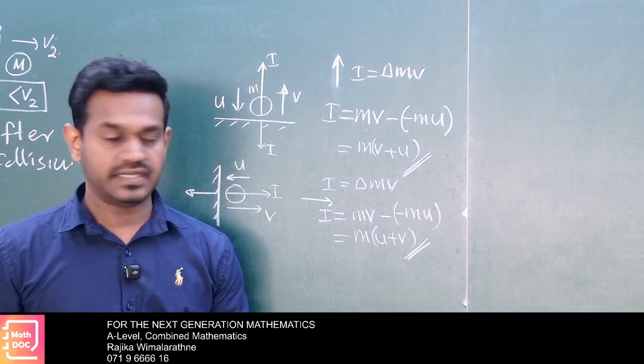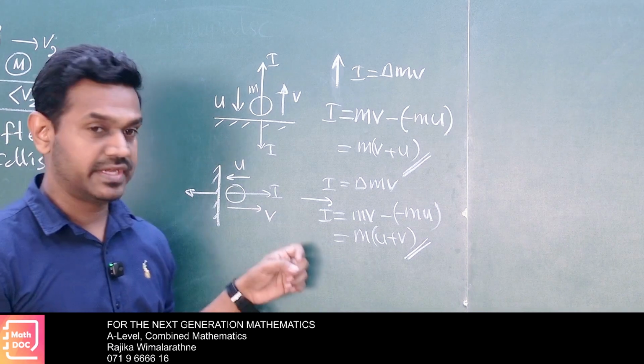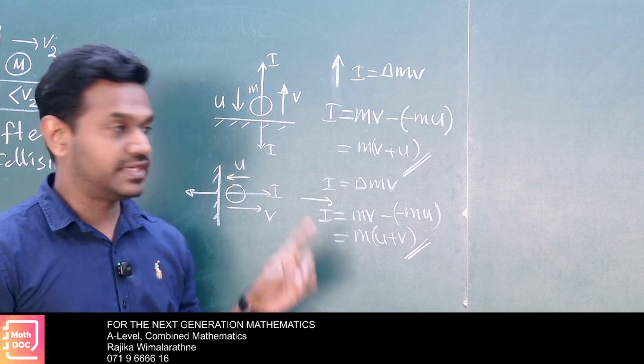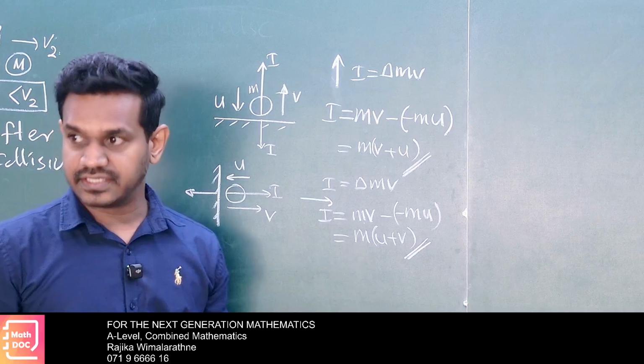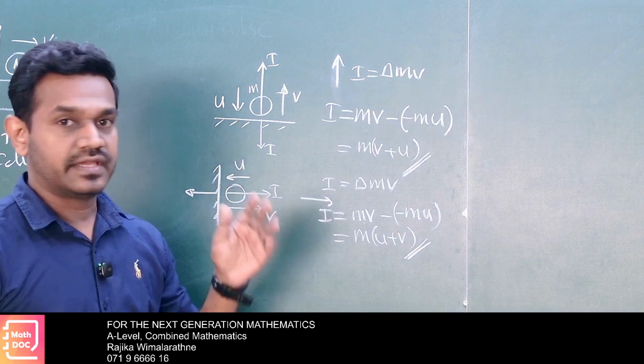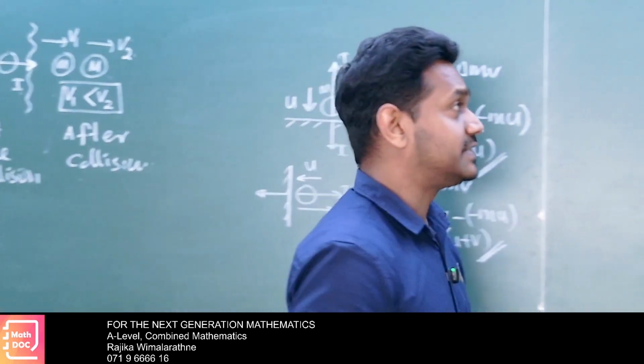Here we have to consider directions. When you take momentum, you have to consider directions. So when you use I equals delta mv, you have to consider direction as well. Okay. Now you consider this one.